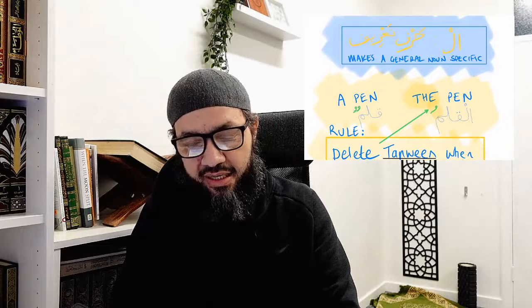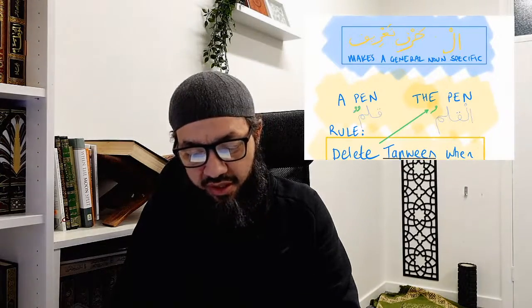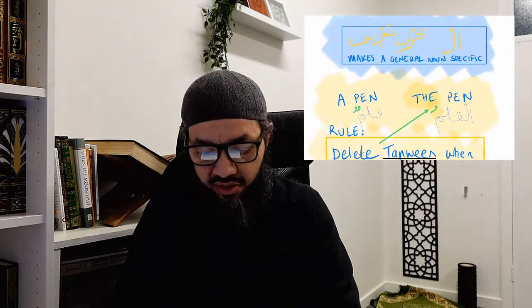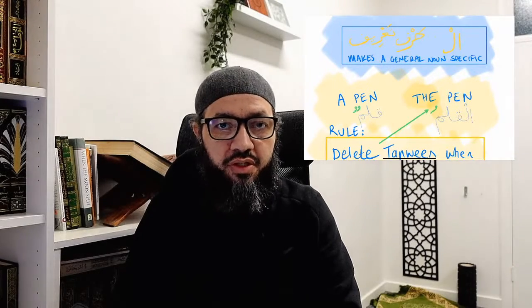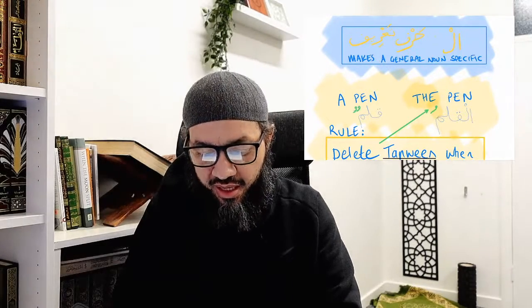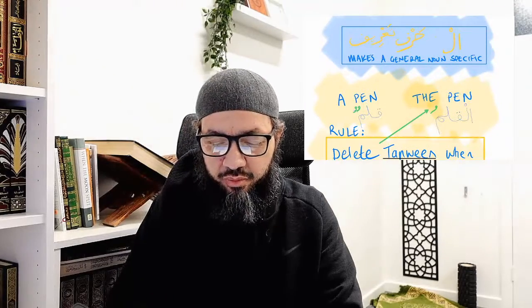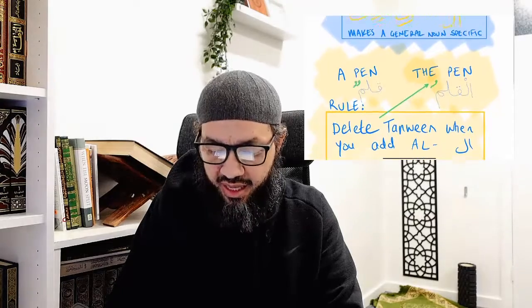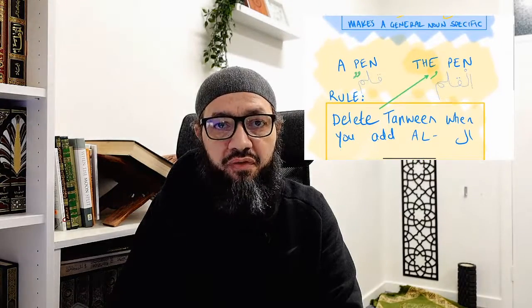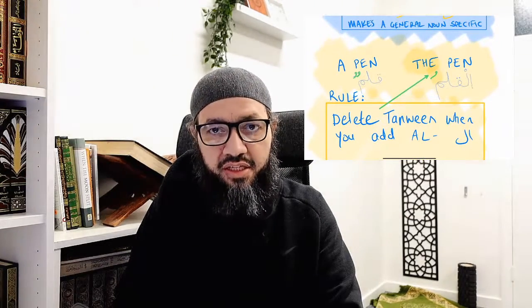it says al, which is from the harf at-ta'rif. Ta'rif means to make something that was general or common specific. This word al is from the harf of ta'rif, and it comes at the beginning of a noun, and it makes a general noun specific.